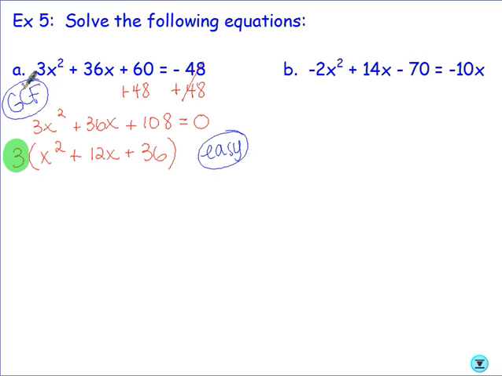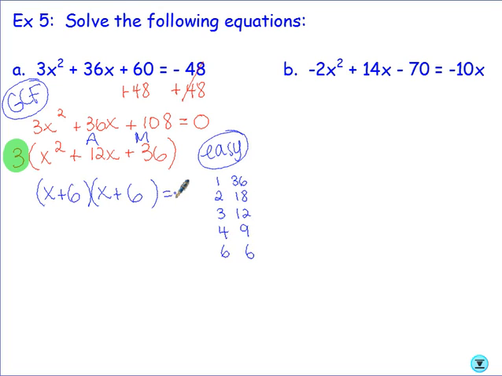So now I'm looking for two numbers that multiply to give me 36 and add to give me 12. Now I get parentheses right away. X's, positive multiplying, positive adding, means two positives. What are my two numbers that multiply to give me 36 and add to give me 12? Well, it's either 1 and 36, 2 and 18, 3 and 12, 4 and 9, or hopefully the one that you guys knew up front, 6 and 6.